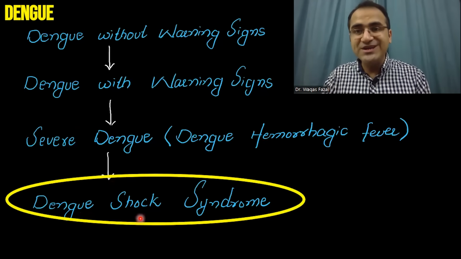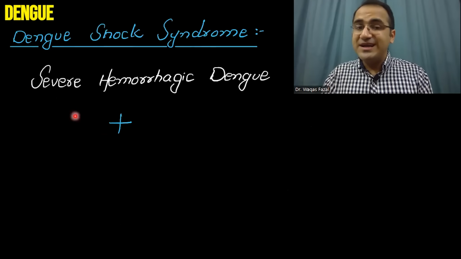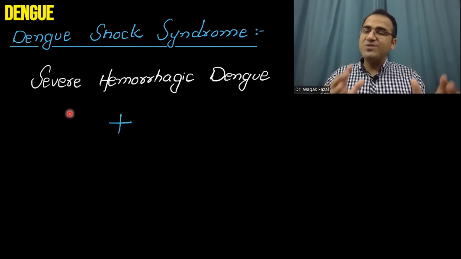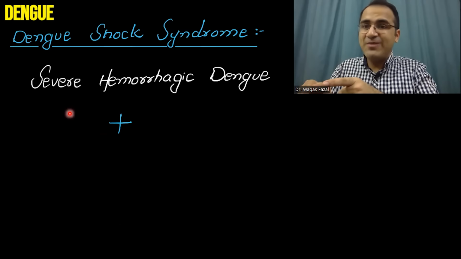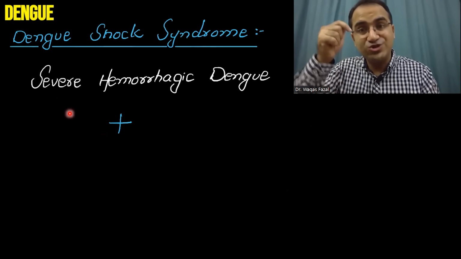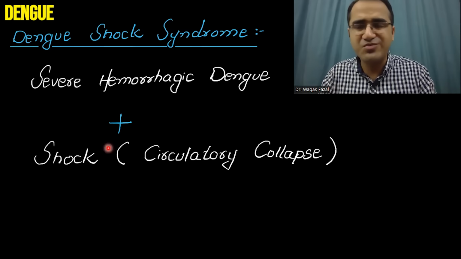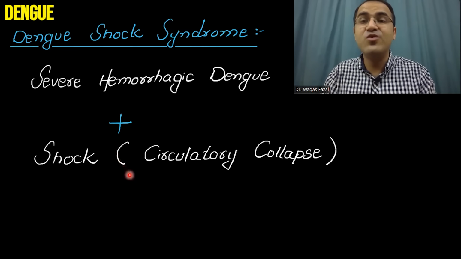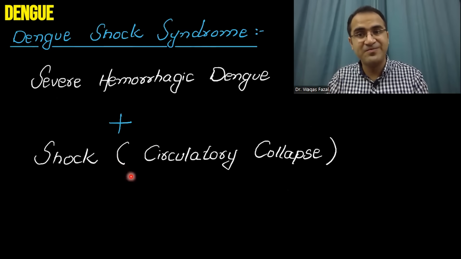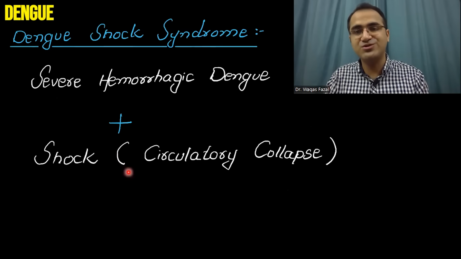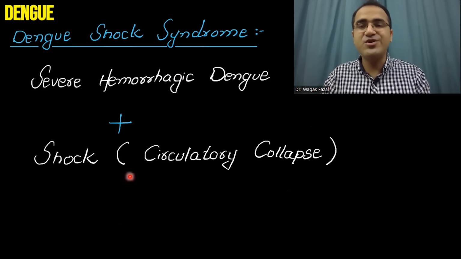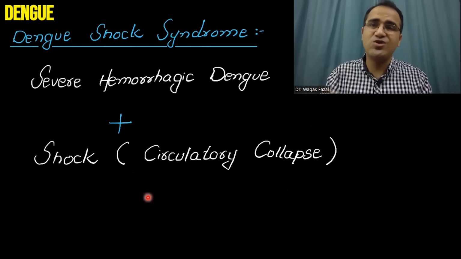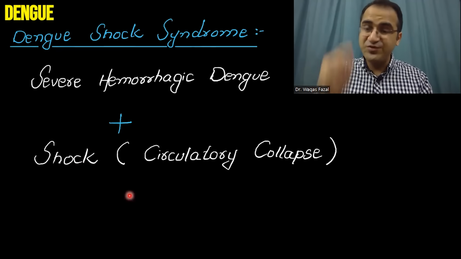Now coming to dengue shock syndrome. In dengue shock syndrome, patients will be having severe hemorrhagic dengue, and with that, the patient will be developing shock, dropping blood pressure, their vitals will be going down on a negative trend, they will not be able to maintain the blood pressure. So severe hemorrhagic dengue with shock, circulatory collapse is called dengue shock syndrome, and it is fatal if not managed properly.